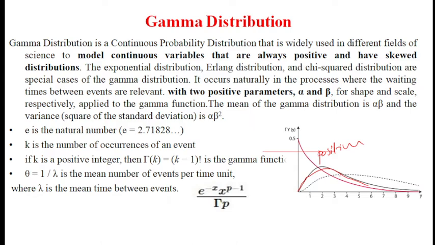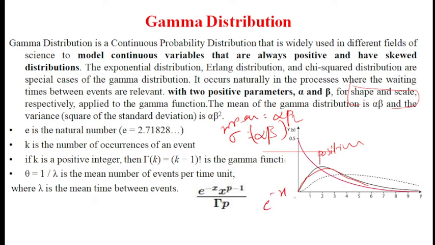It occurs naturally in processes where the waiting time between events is relevant, with two positive parameters, alpha and beta, for shape and scale. Here under gamma distribution we are taking the shape and scale. What would be the mean for this gamma distribution? Alpha into beta, and the variance is alpha into beta square.